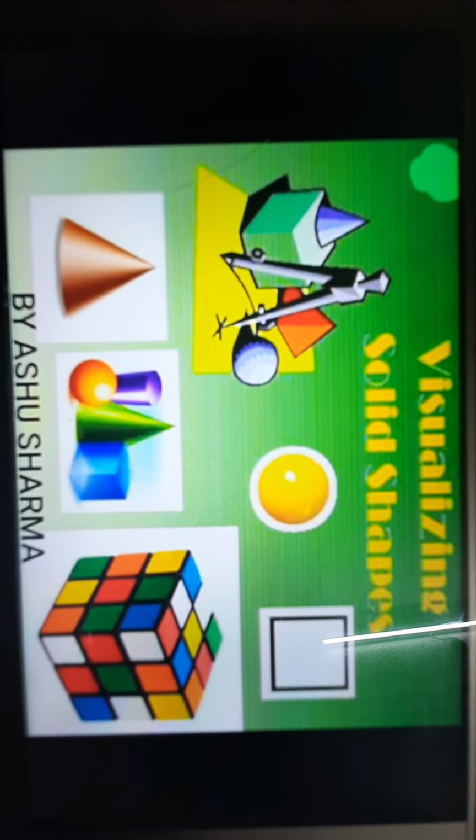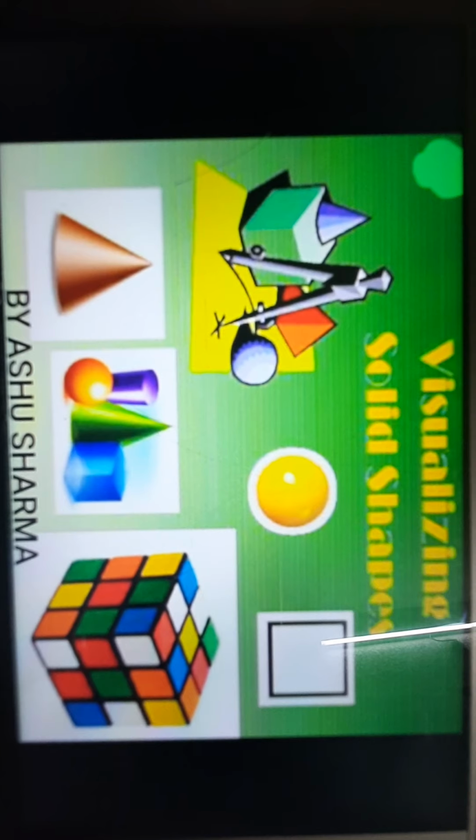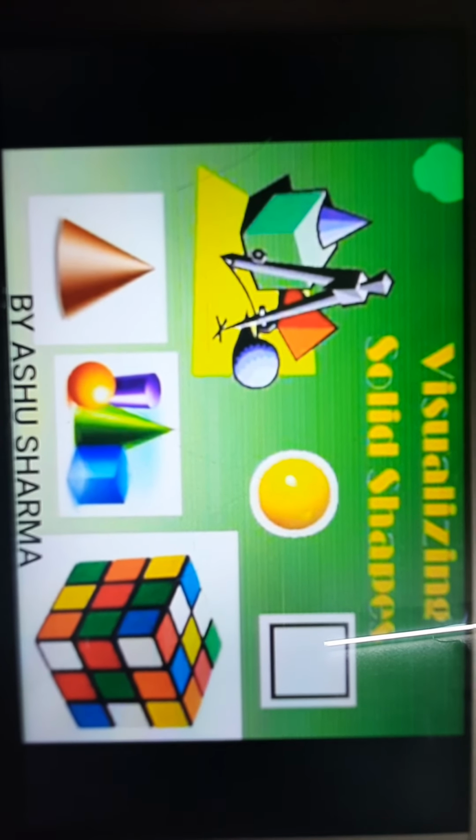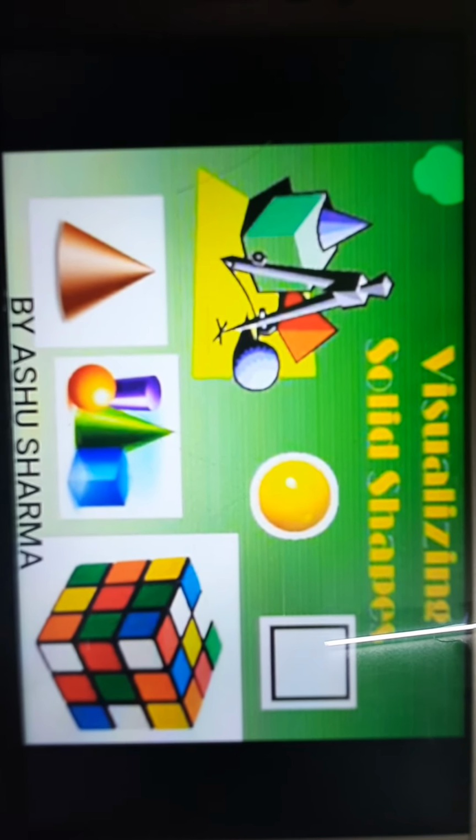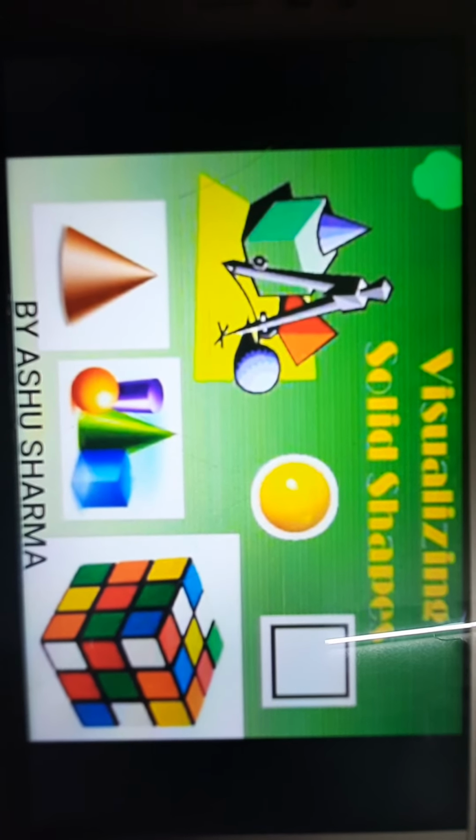So dear students, these are the things which we are going to study in this chapter, Unit 10, Visualizing Solid Shapes. So now let us start exercise 10.1.